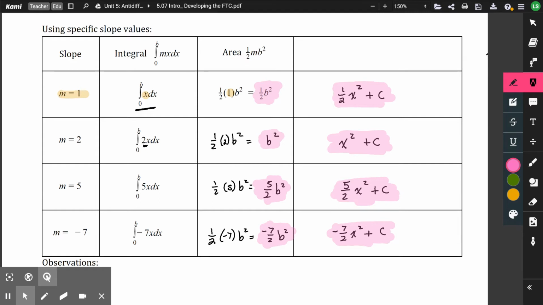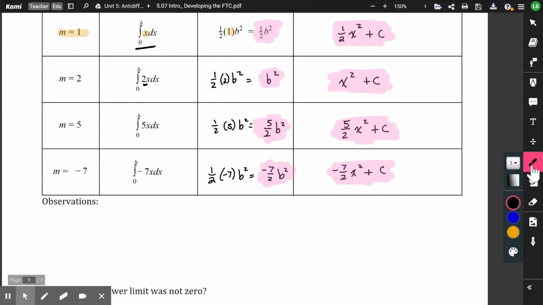One of the things that you may notice is that the area value we have is almost identical to the antiderivative if we were to replace x with the letter b. So if we were just to plug b into our antiderivative and assume c would be 0, then we would end up with the same expression as our area.